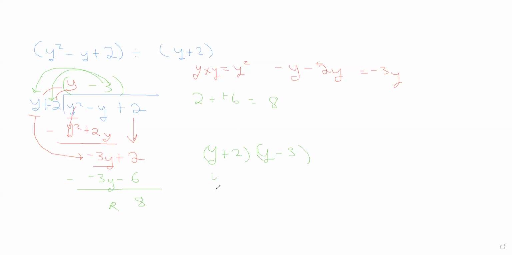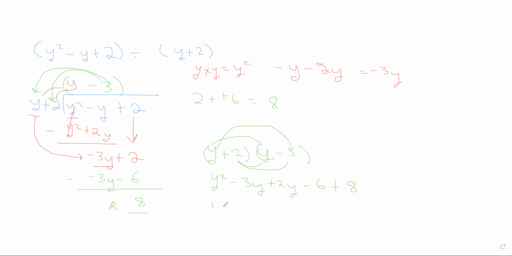Okay, so we're going to get y squared, y times y is y squared. y times negative 3 is negative 3y. 2 times y is positive 2y. And 2 times negative 3 is negative 6. Then we have our remainder. We need to add the remainder.